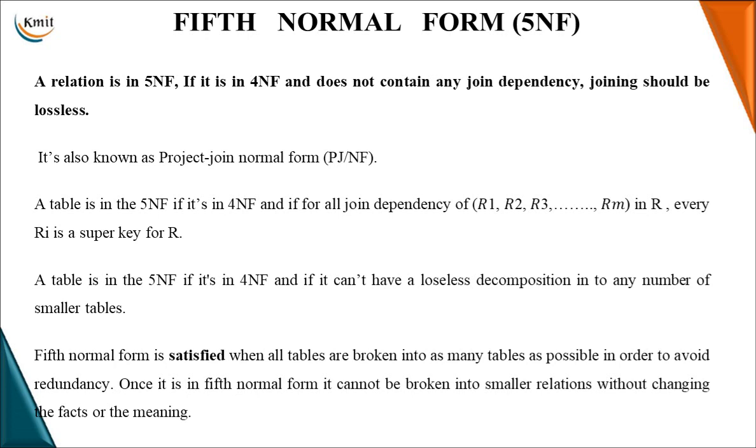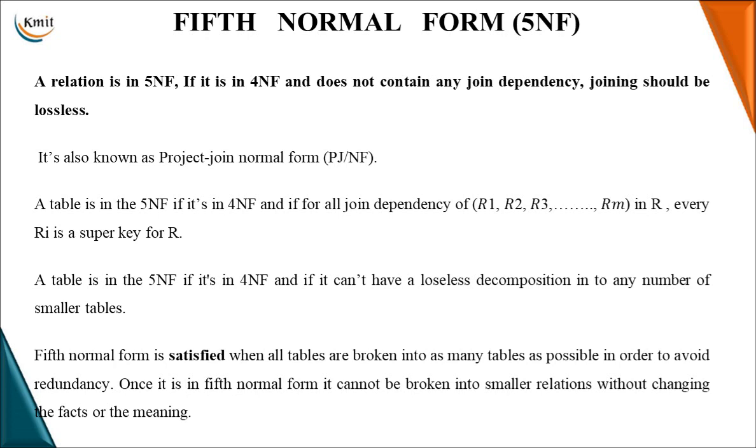The fifth normal form is a very rare case, the most advanced, where the table is already in 4NF and does not contain any join dependency. That is, joining should be lossless. You divide them into multiple tables. We also call this project-join normal form. You define them into R1, R2, R3, Rm. One relation R is divided into many relations, and every Ri is a super key for R. That means the table is in 4NF and it can't have a lossless decomposition into any number of smaller tables.